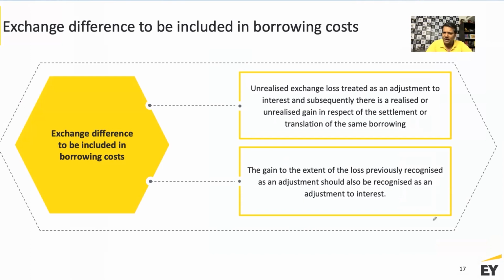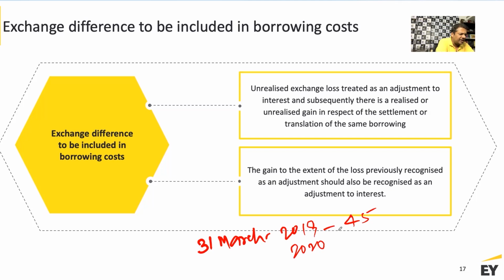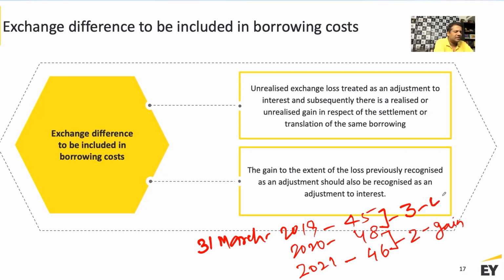I mean, we have an example as well, but I'm going to just quickly take a minute and help you understand this, right? Now, if you look at the same example which we talked about, on 31st March 2019, when I borrowed this, it was 45. Then in 2020, it was 48. That means there was a loss of 3, right? Now, if I fast forward this to 2021, it is possible that it may go back to say 46. Right, now from this period to this period, there is a gain. This is a gain and this was a loss, right?